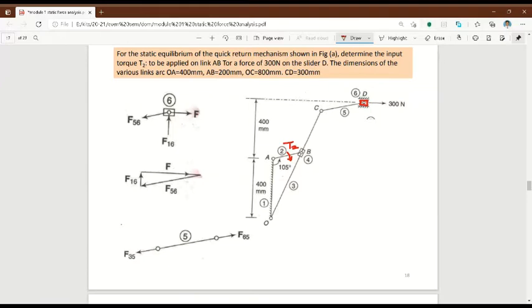How to draw the diagram first? It is very easy. First draw OA. Fix a point O and then draw OA, a vertical line, for 400 mm. 400 mm means we have to scale it first. So I'm writing the name here. What diagram is this? This is a space diagram.